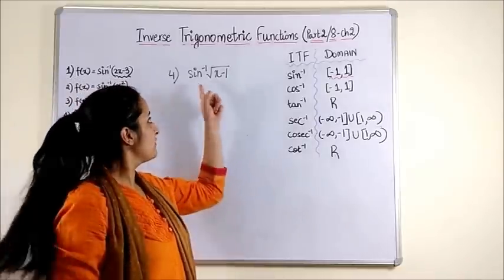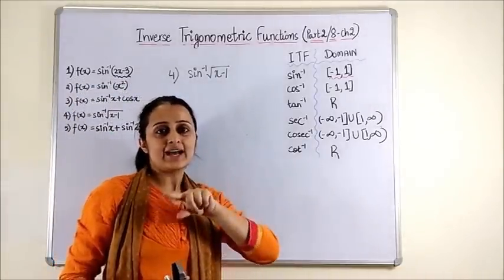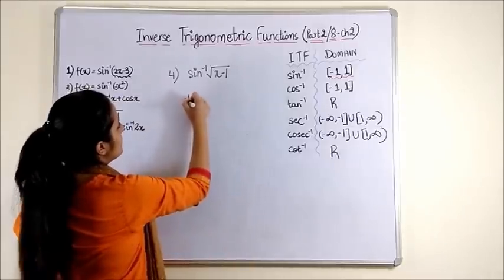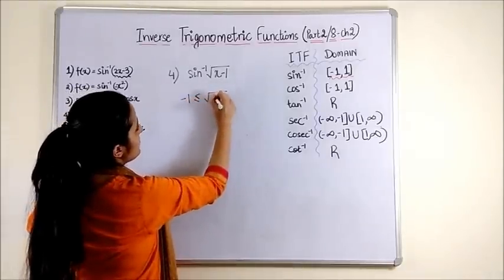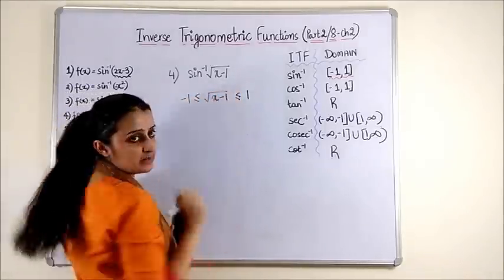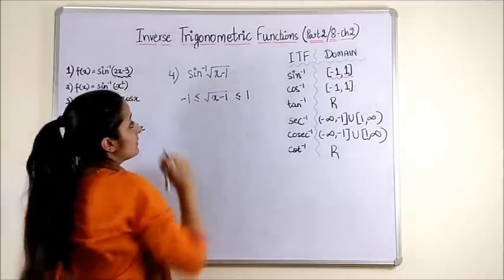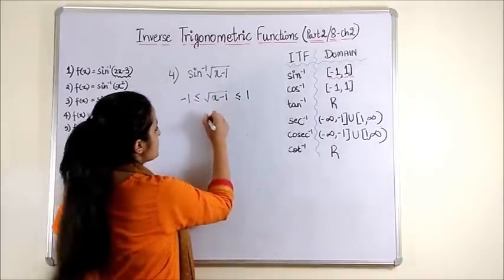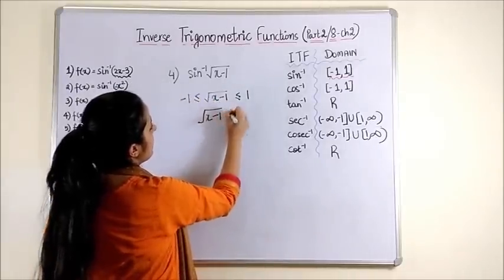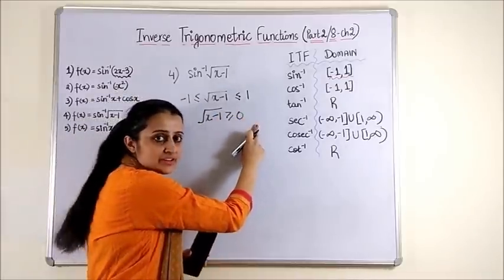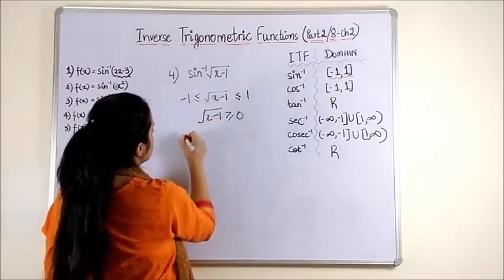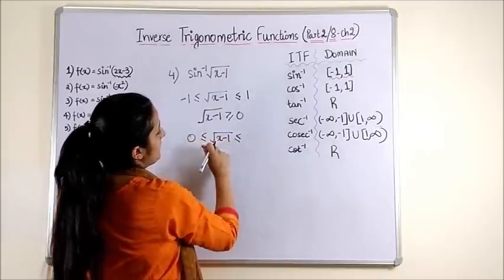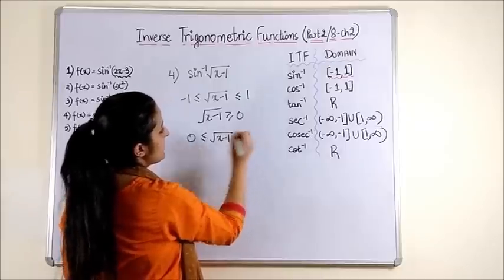Now, once again, if you have a look at question 4, sine inverse has to lie between -1 and 1. So this means root of x minus 1 has to lie between -1 and 1. But here, the square root of a real number is never negative. This gives us the logic that root of x minus 1 has to be greater than or equal to 0. So this tells us 0 is less than or equal to root of x minus 1 is less than or equal to 1.